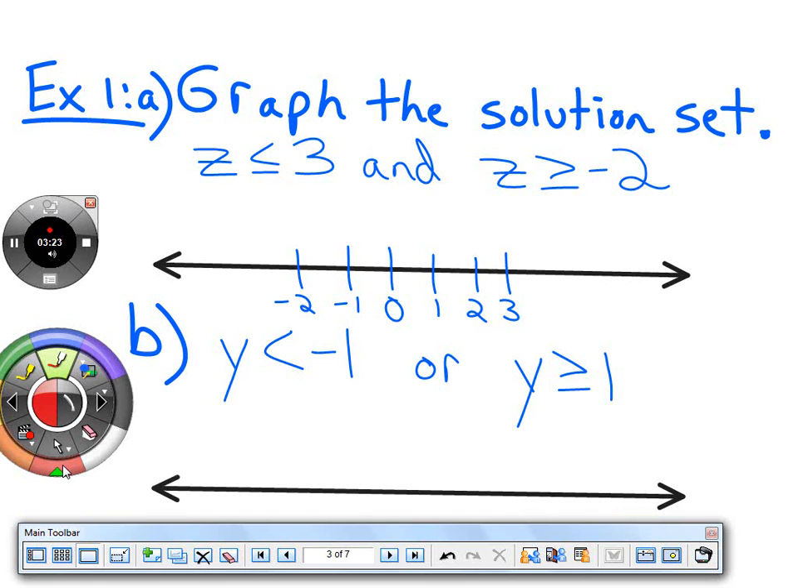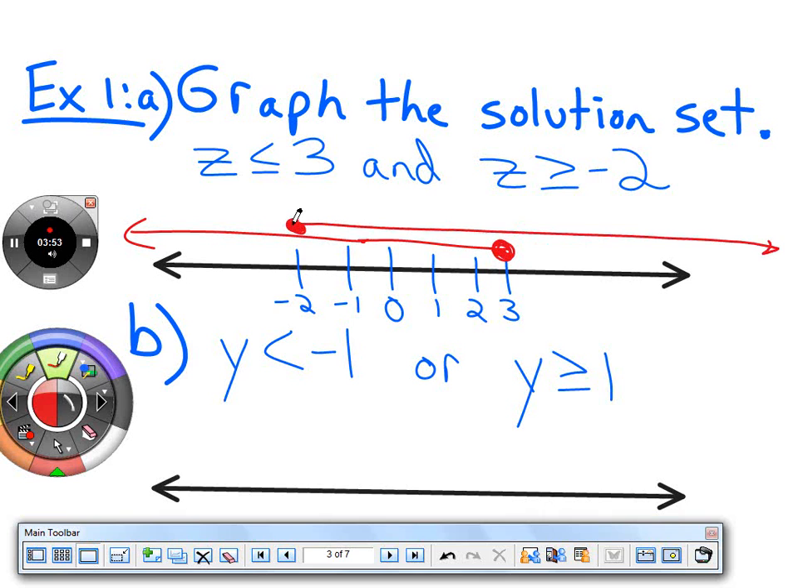So, all right, let's do these one at a time. The one on the left says z is less than or equal to 3. So that would be a closed dot, remember, and it would go this way the whole time. Then we would graph the other one. This says that z is greater than or equal to -2. So that would be a closed dot right here at -2, and that would be going that way forever.